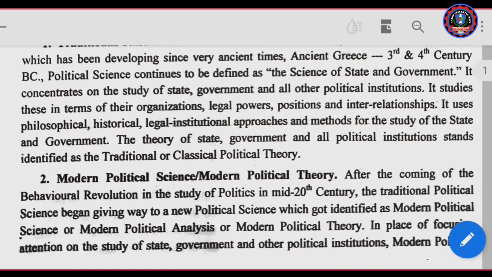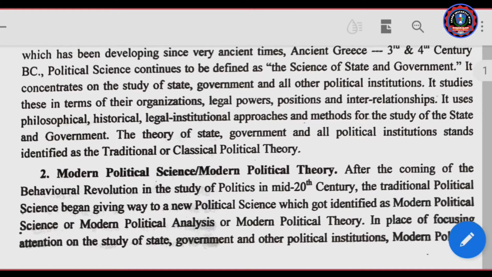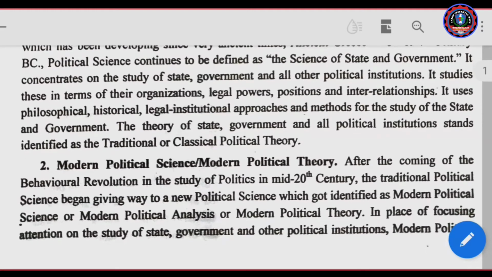What is studied in political science? The relation between state and government. When we talk about state, definitely government also will be there. So the scope of political science is indefinite. It cannot be ended. It is mentioned here that it concentrates on the study of state, government, and all other political institutions. It studies this in terms of organization. When we talk about the government, we study three forms of government, the powers of the government, and the positions of the power holders within the government. The interrelationship between different departments or governments within the political ambit is discussed.